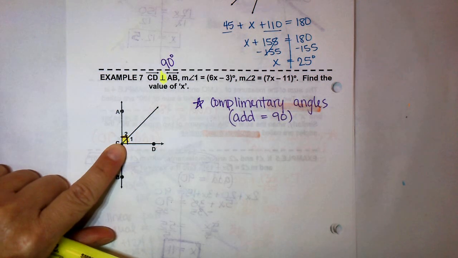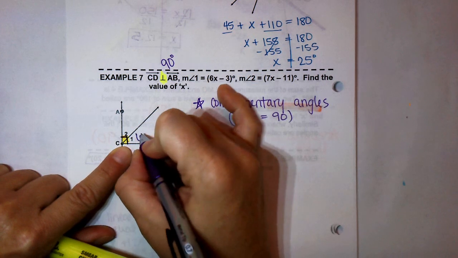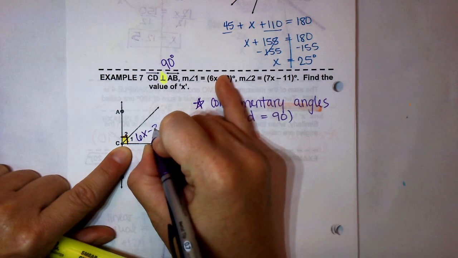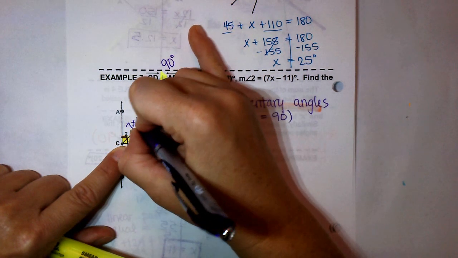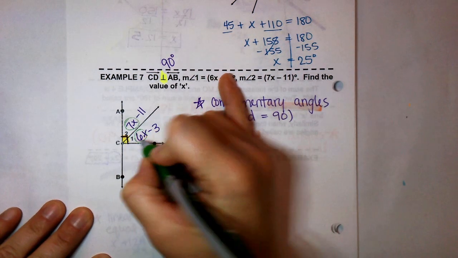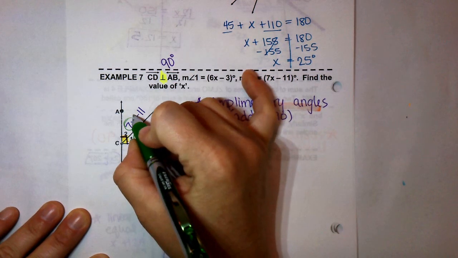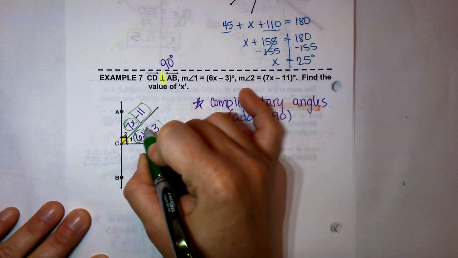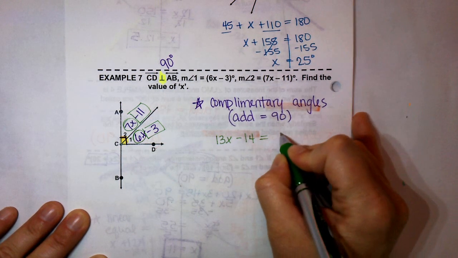All right, I'm going to fill in one more thing. So angle 1, and you don't have to fill these in if you know how to do it already. So 6x minus 3 is angle 1, and 7x minus 11 is angle 2. I have to add those together. So what is 7 plus 6? So 13x, and then minus 11 minus 3. Minus 14 equals 90.